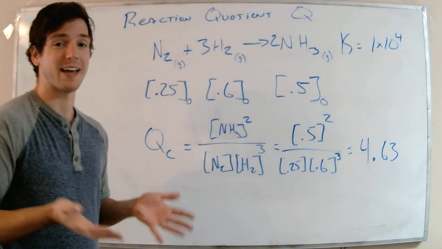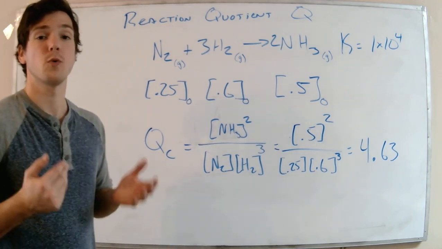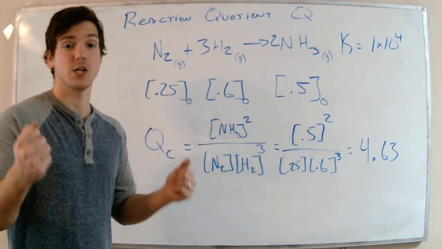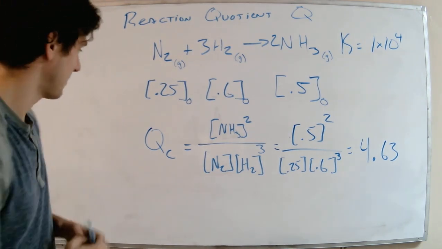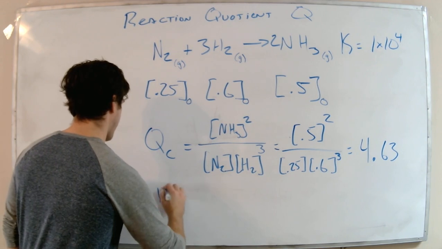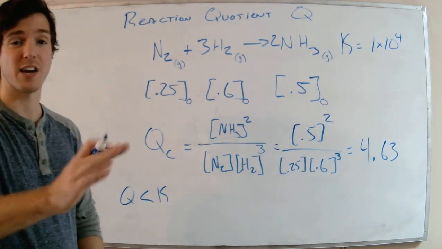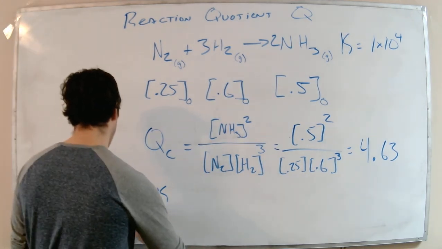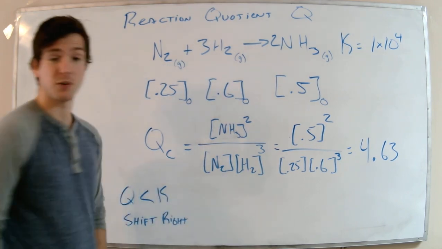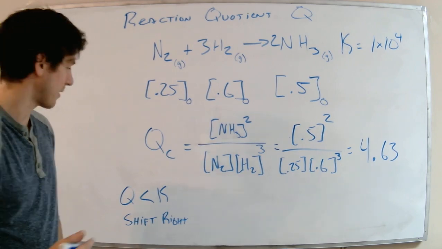Well, what does that tell me? What does Q possibly tell me? Well, it tells you which way or how far your reaction has already gone. Here is something important. If Q is less than K, right? It's still got a ways to go. It's still got to reach equilibrium. So it is going to shift right. So if your Q is less than K, it's still got to keep going. It's still got to create some products.